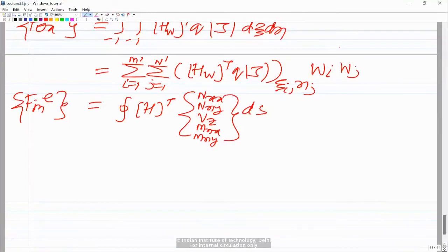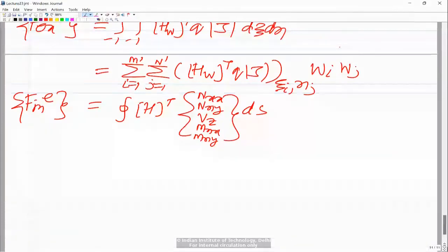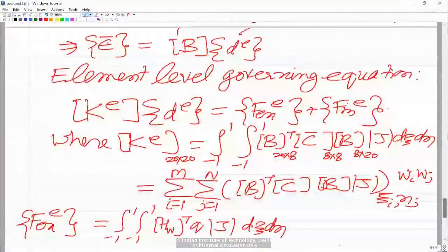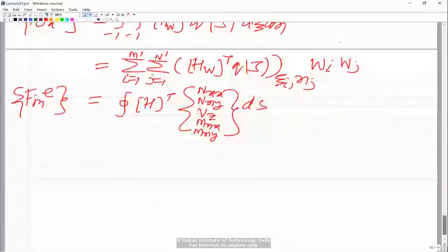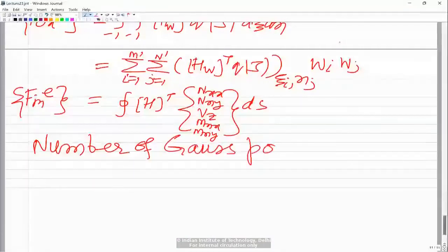Now this is what we have: the element level governing equation for the plate bending element. So ultimately when you solve problems, first you get the element level matrices, then you have to assemble, impose the boundary condition, and solve the problem. So that is how the whole thing goes in this plate bending element formulation. Of course we also need to worry about the number of Gauss points. So how do we decide that?